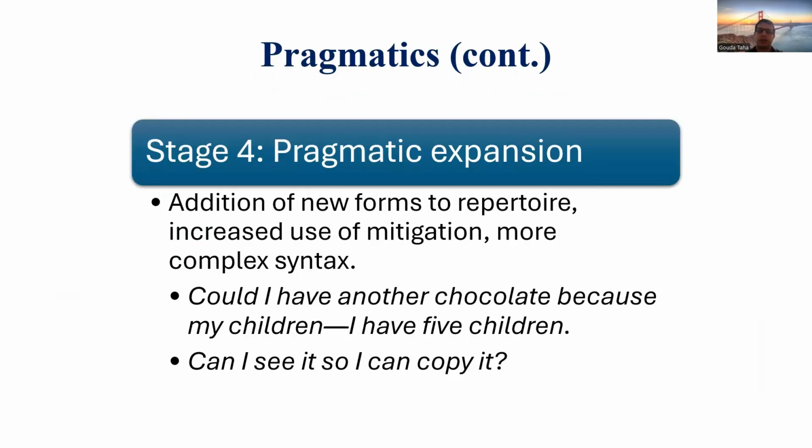In stage four, you might see more expansion and the introduction of new forms, increased use of mitigating the request form, and more complex syntactic patterns, like "Could I have another chocolate because my children, I have 5 children?" or "Can I see it so I can copy it?" So here we have more complex syntactic forms, and also mitigation: "I have children," and "so I can copy it."